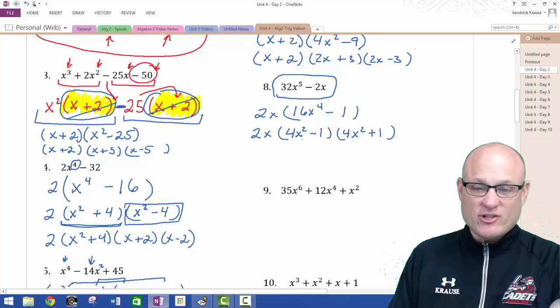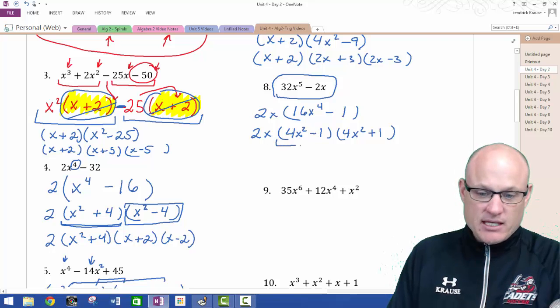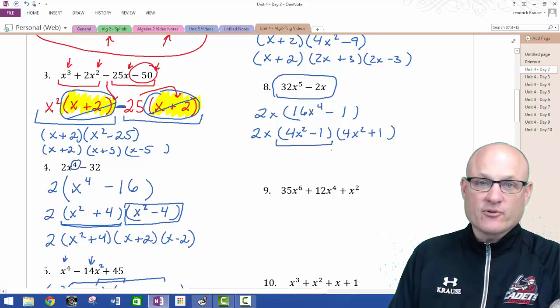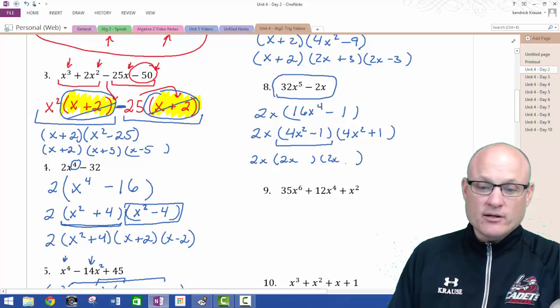These are called conjugates. They look exactly the same. One's plus, one's minus. I'm still not done because this is the difference of perfect squares, so we got to do it one more time. And let's see, 2x times 2x gives me that 4x squared. One's plus, one's minus. The only way to multiply to 1 is 1 times 1. That's not exactly true, but for today, we'll count that as the only way to do it.